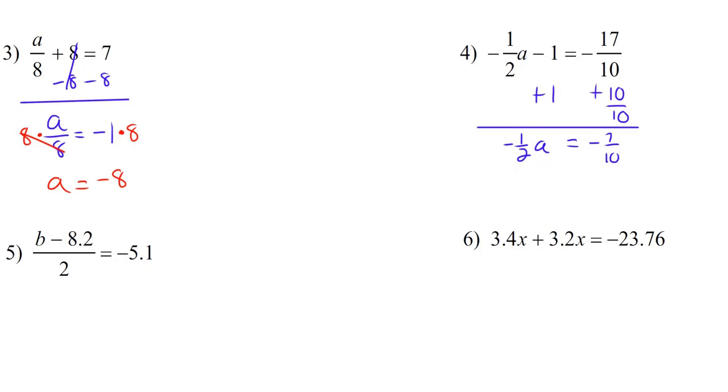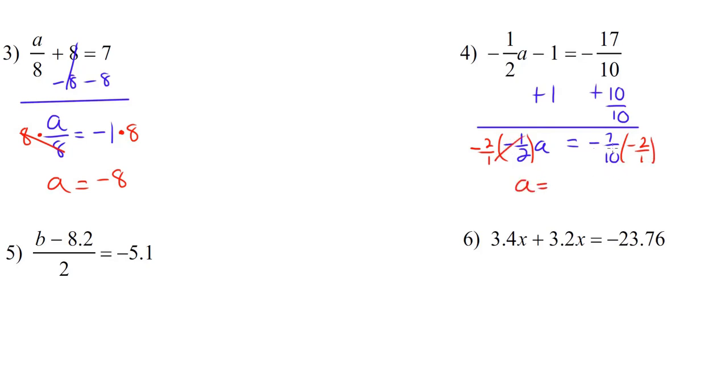We have to undo multiplication by the fraction negative half, and the way we do that is we're going to flip and multiply. We're going to multiply both sides by the reciprocal of negative half, which is negative 2 over 1. On the left, these cancel out, leaving us with a.